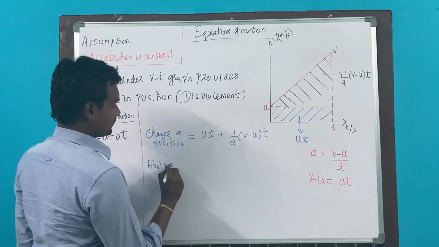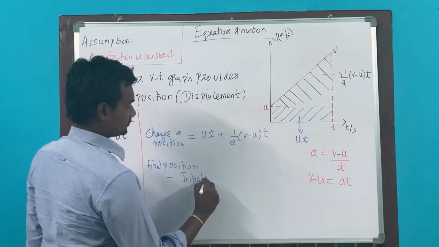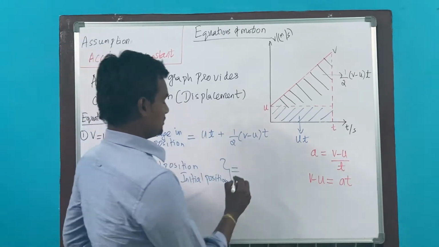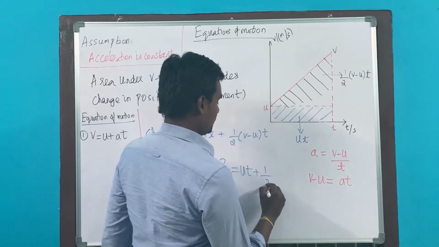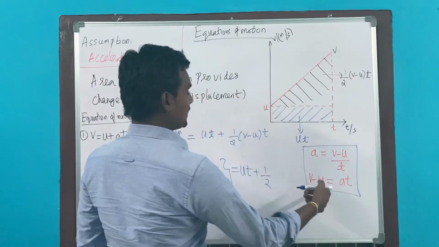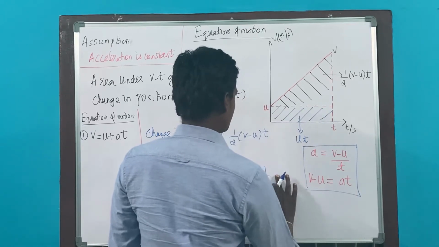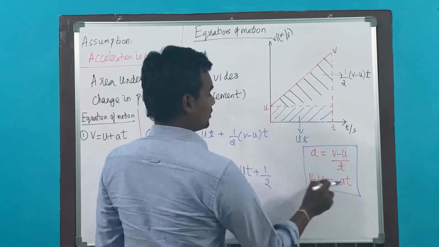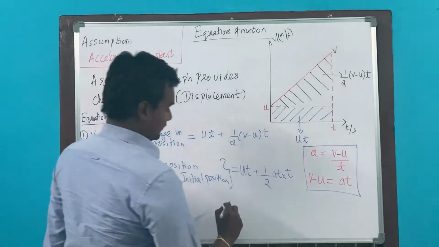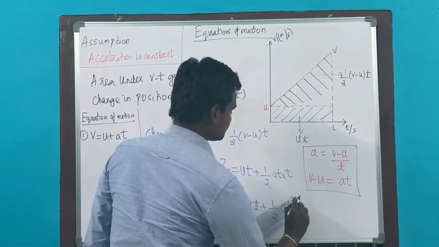It's final position minus initial position. Equals UT, which is still there, plus half. But if you look at this, I can write V minus U here as AT, right? So if we substitute there, instead of V minus U, I am going to write AT, so it becomes AT times T. So let me first write this side: UT plus half AT square.